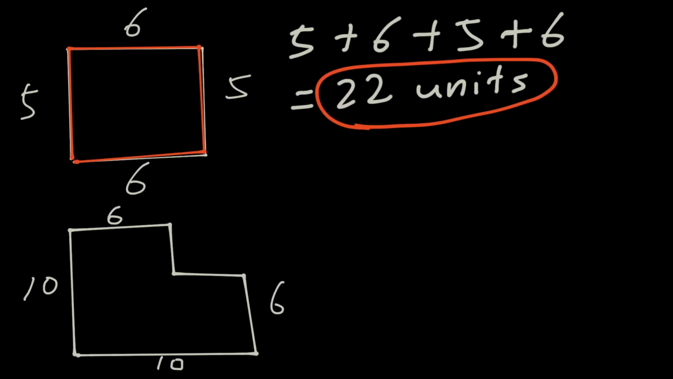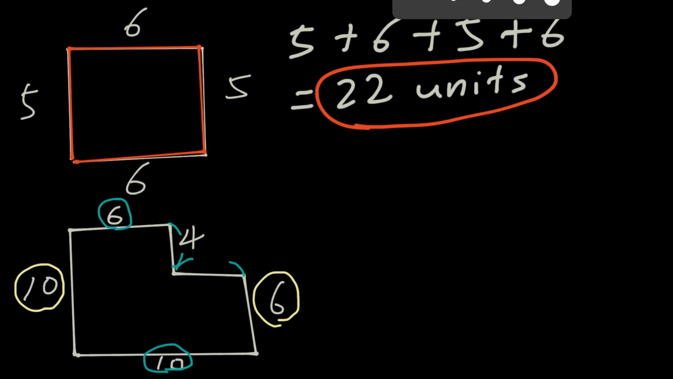Now what about this figure? What we are missing are here and here. So what is the length of these? To figure this out, this side is 10 and this side is 6. So that means this length must be 4. And since we know that this length here is 10 and this length is 6, this length must also be 4. And now we have all the lengths of the sides.